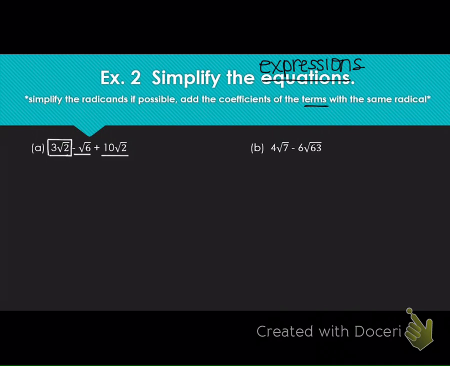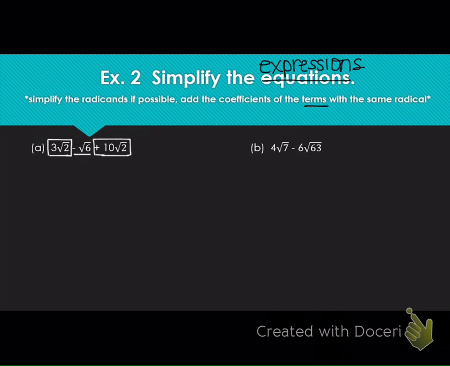Not 2 to the square root of 2. 3. There's no sign between the 3 and the radical. So what operation is that? Times. So read it again. 3 times the square root of 2. And 10 times the square root of 2.